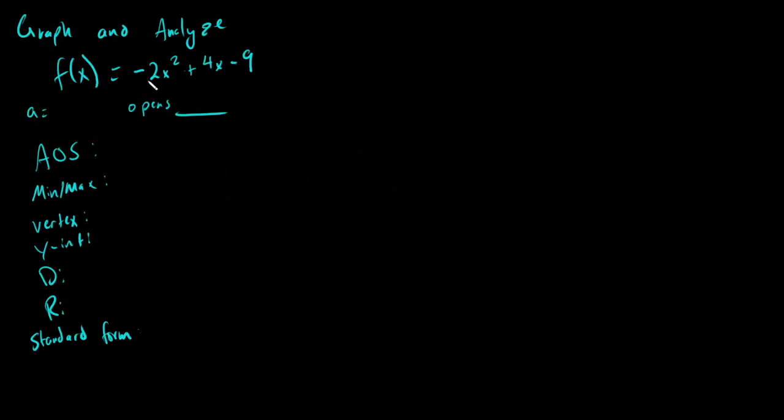So we're going to graph and analyze this function. Let's just go ahead and fill all this stuff out. All right, the a value is -2. That's the coefficient next to x squared. Since a is negative, it opens down.